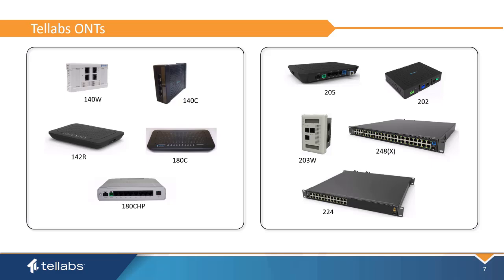Tellabs ONTs can be put into two categories, GPON and XGS-PON. The ONT transceiver is integrated and is not interchangeable. GPON ONTs are typically used in applications where economy and broad distribution are important. XGS-PON ONTs are used in high-density areas and places where bandwidth is critical. For Tellabs, GPON ONTs are part of the 100 series models, and XGS-PON ONTs are 200 series models.